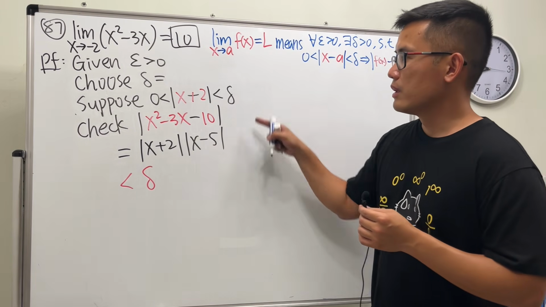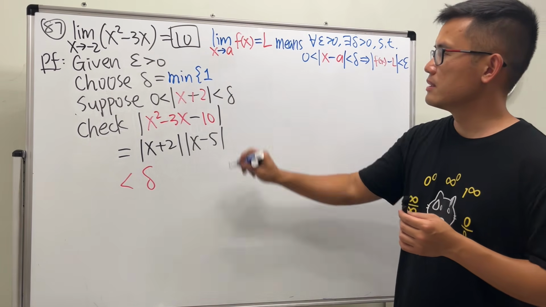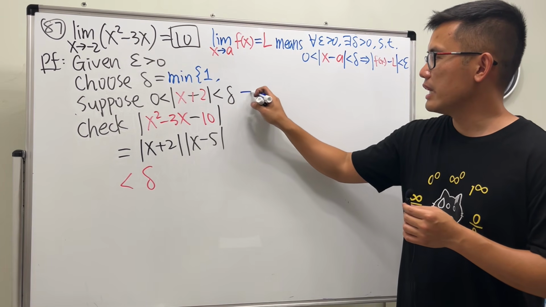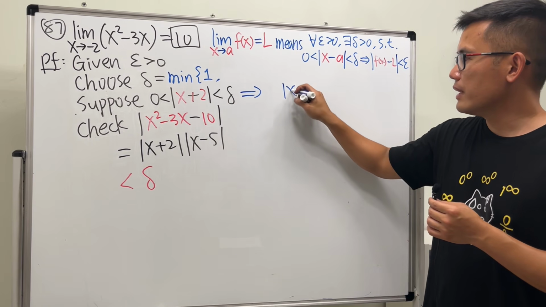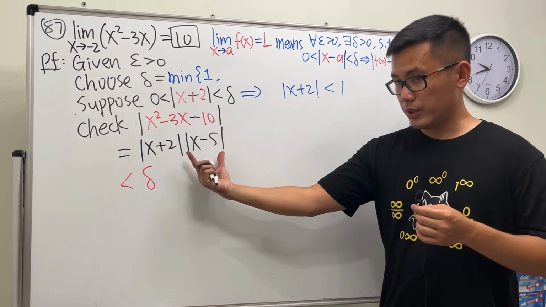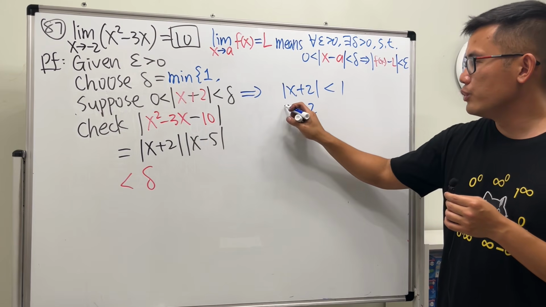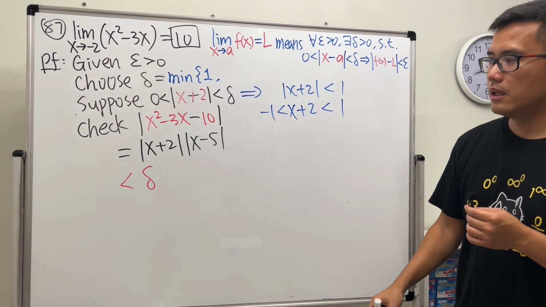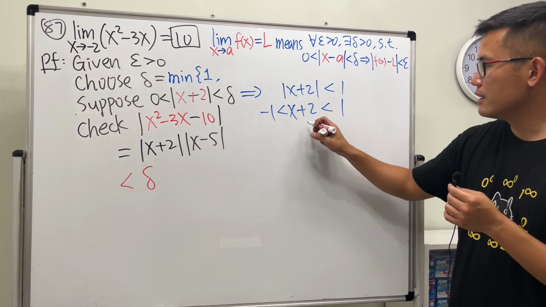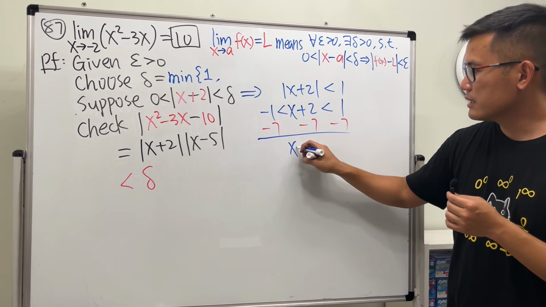You know the deal. Come here and write down minimum. Put on 1. Just use 1, please. Alright. Come here, just this part. So we can say this right here gives us absolute value of x plus 2 is less than 1, and we want to somehow go from here to here. So let's open the absolute value. That means x plus 2 is in between of -1 and 1. We want to get to x minus 5. So that's minus 7. Minus 7 here, minus 7 here, minus 7 here, right? So in the middle, we have x minus 5.